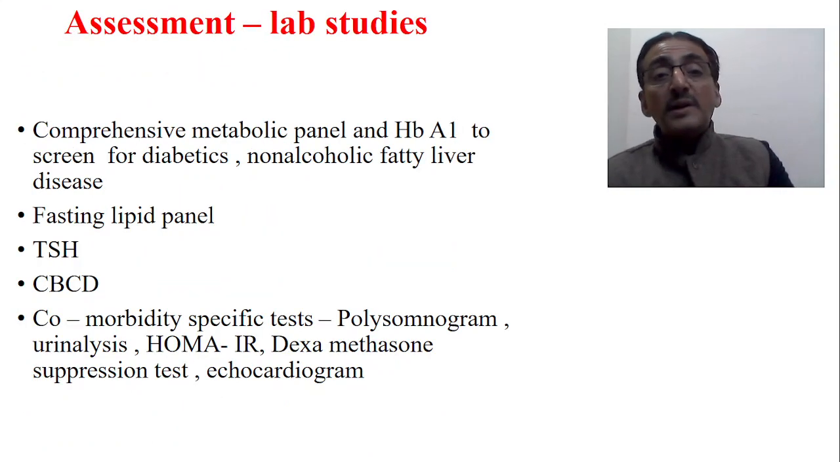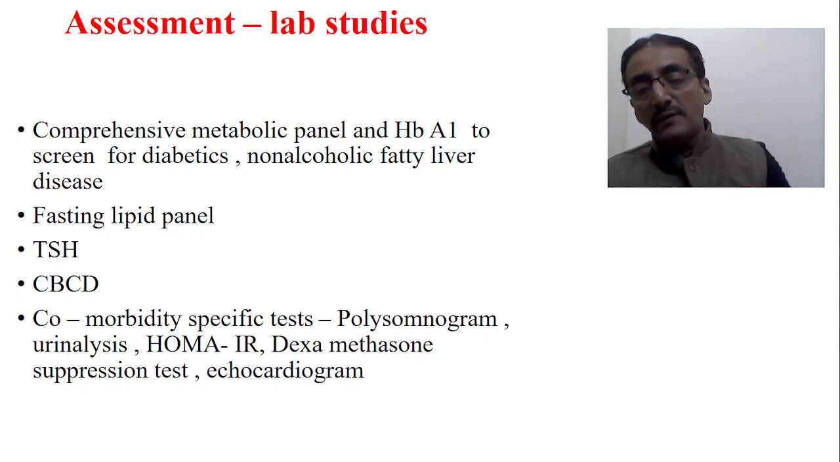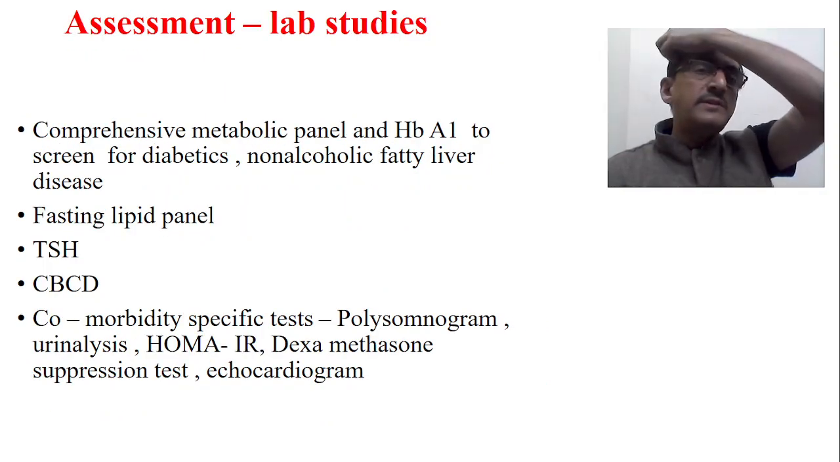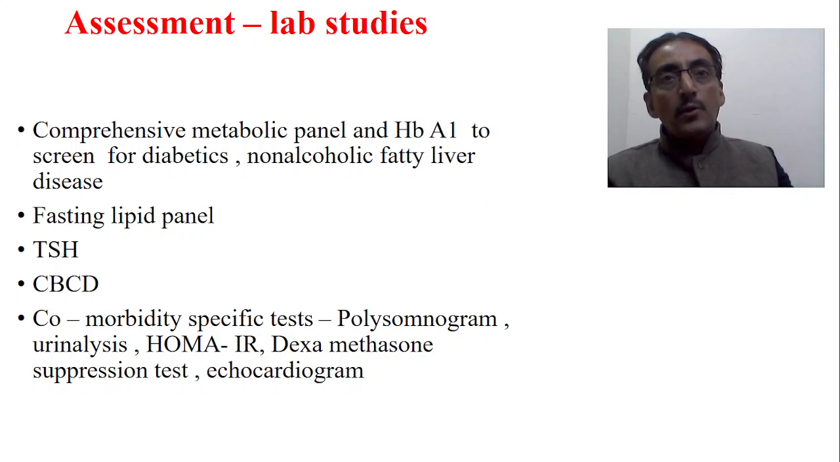Now, how to go for the lab studies. A comprehensive metabolic panel and HbA1c to screen for diabetes and non-alcoholic fatty liver disease. Then a fasting lipid panel should be done, TSH should be assessed, then CBC should be done. Comorbidity-specific tests should be done like polysomnogram, then urine analysis, then dexamethasone suppression test, echocardiogram, etc. According to the comorbidity, you have to go for the different lab studies. Now, these are some of the assessment, physical examination, and diagnosis clues for obesity.